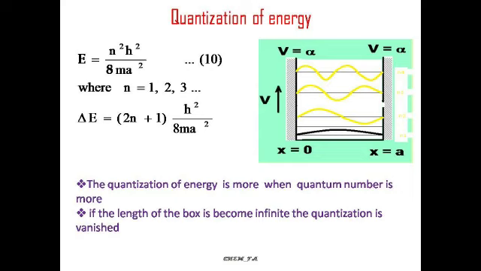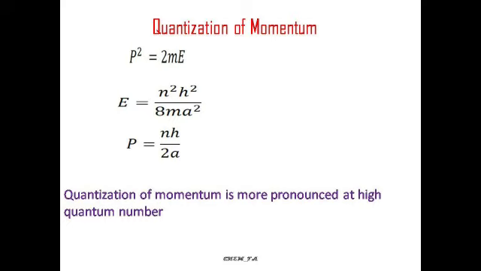From this equation, we may see that when the quantum number is very high, the quantization is also larger. And if the length of the box becomes infinite, the quantization vanishes. It means the energy is not quantized, the energy is continuous. And then the momentum is also quantized as nh/2a.